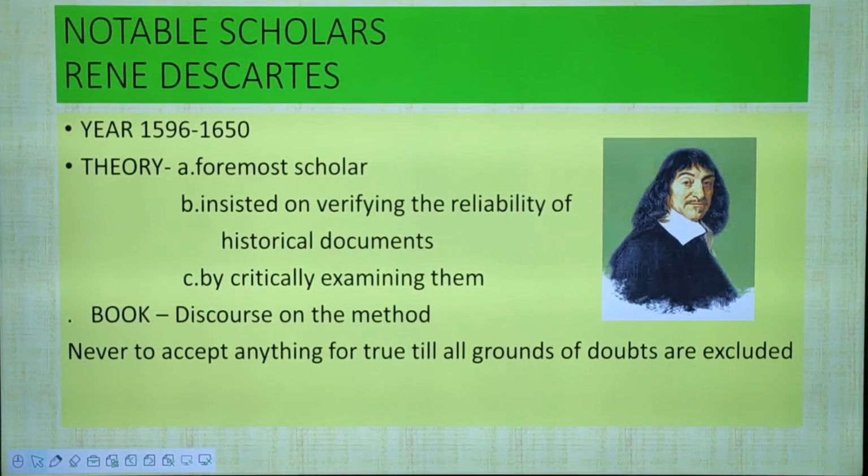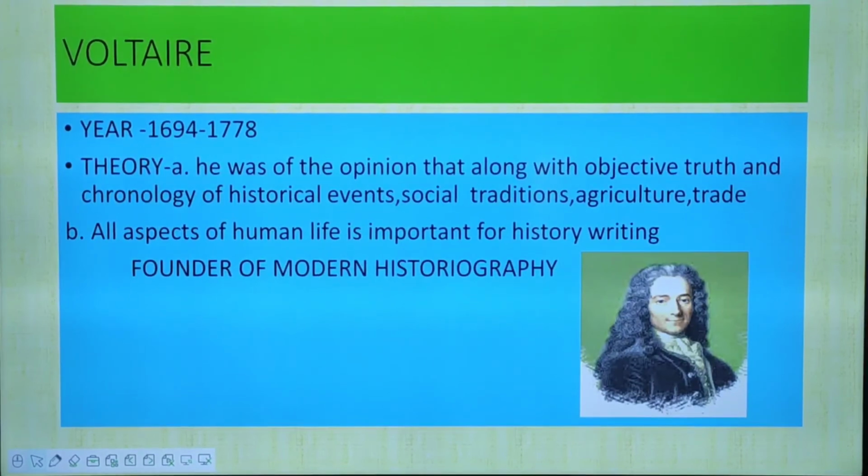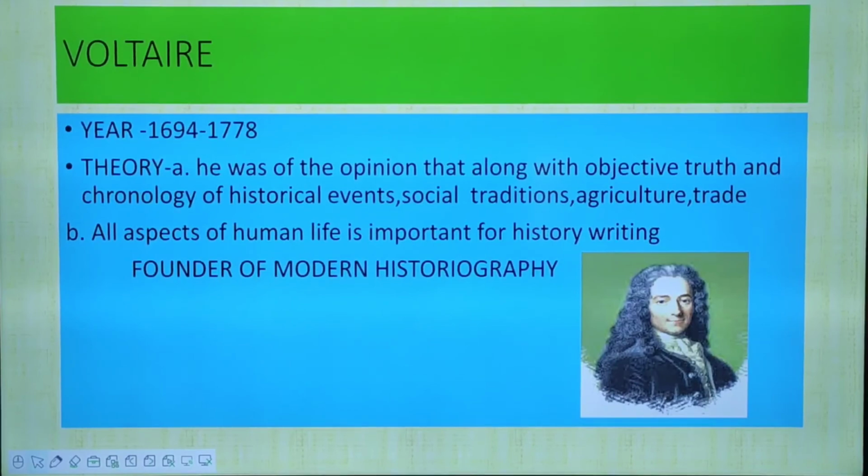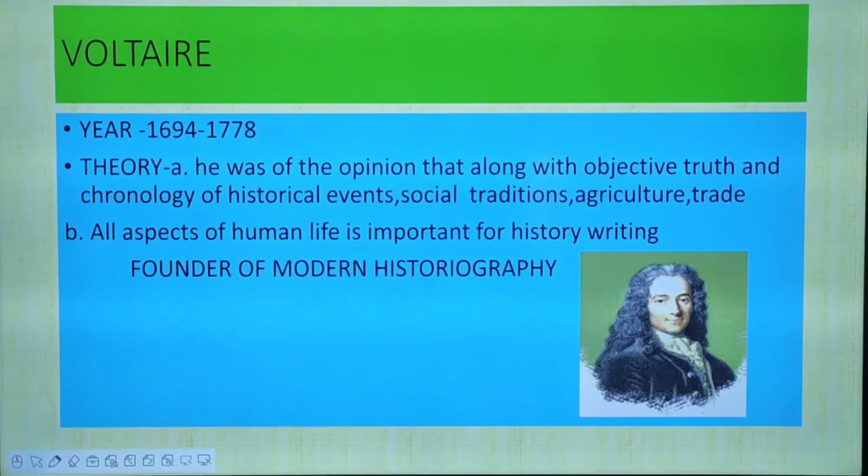So you're going to learn this the way you're going to write the answer. You'll write the year, you'll write the theory the person has professed, and you'll write the book written by the person. Okay, I'll go with one more thing, that is Voltaire. Voltaire's years are 1694 to 1778. For some scholars you don't have the year, you have the century. It's completely your personal choice whether you go for the century or the year. The theory of this person was very different from René Descartes.